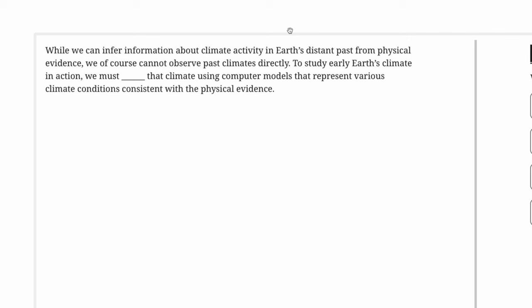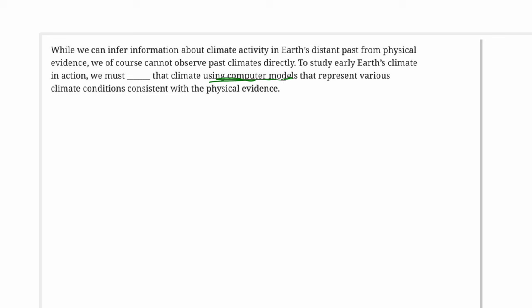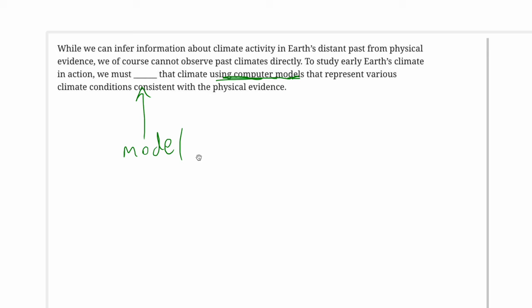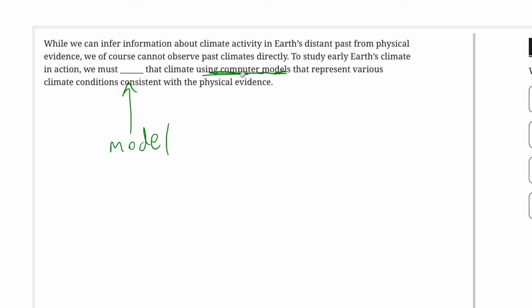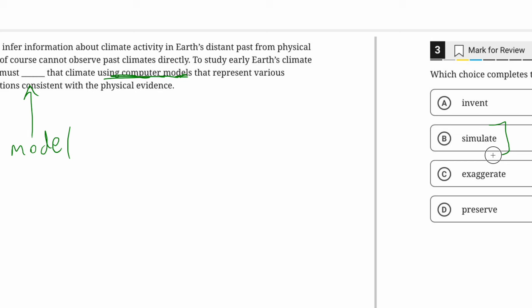Same kind of question. While we can infer information about climate activity in Earth's distant past from physical evidence, we cannot observe past climates directly. To study Earth's climate in action, we must blank that climate using computer models that represent various climate conditions. Okay, so what would you use computer models to do? Well, I'm just going to say, obviously that's not going to be the correct answer. I doubt it. We must model that climate. I mean, that's a really basic word, but it's based on the evidence. So model or simulate, create a simulation of that climate.